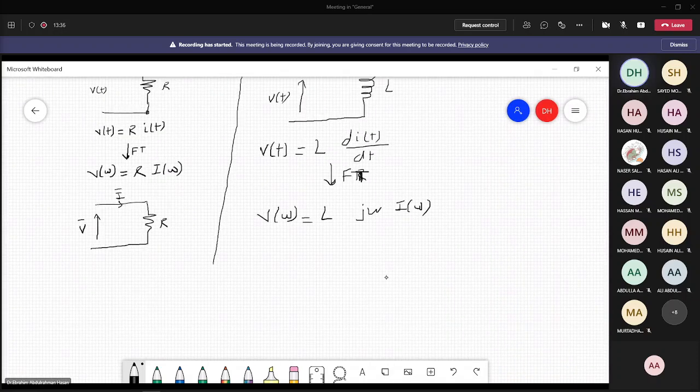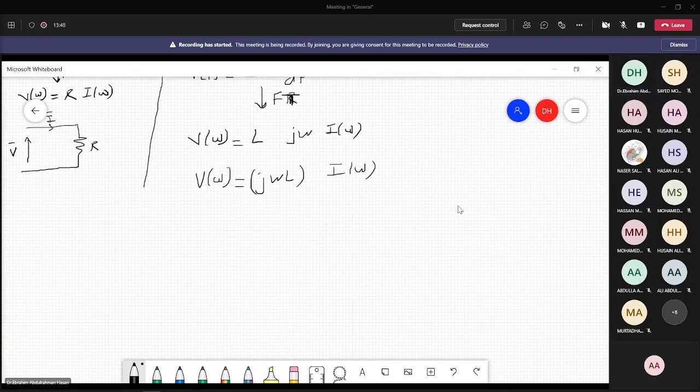Okay, so then V of omega is equal to j omega L multiplied by I of omega. Then the equivalent for the inductor in the frequency or phasor domain: here it is V complex, I complex, and whatever we have here, we call it Z. So the equivalent for an inductor is equal to j omega L.